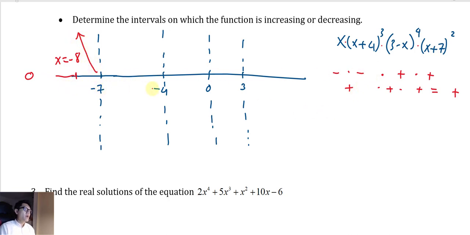Now between minus 7 and minus 4, pick a value, say minus 5, right? This is for x. So minus 5, I plug into x. Minus 5 plus 4 is minus 1. Minus 1 to the 3rd power is still a minus. Minus 3 minus minus 5 becomes plus 8. Plus 8 to the 4th power is plus. Minus 5 plus 7 is plus 2, squared is plus. So minus minus becomes plus, plus, plus, plus. At the end, you should end up with a plus.